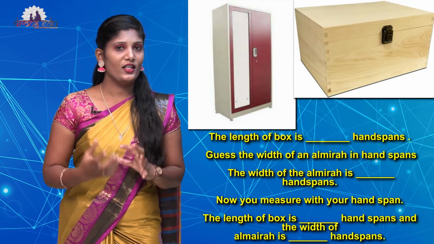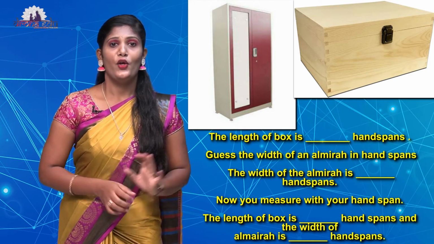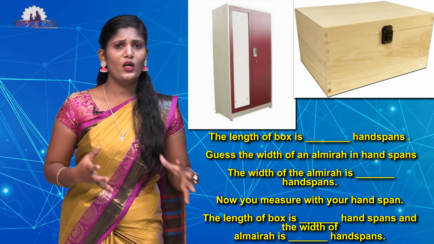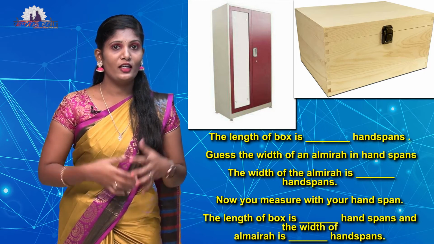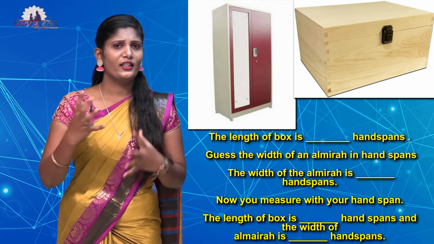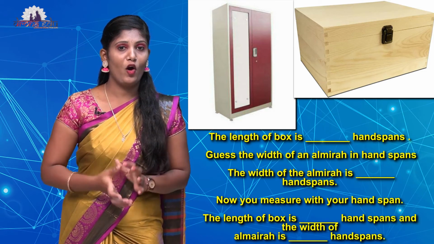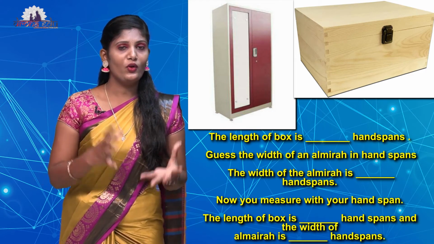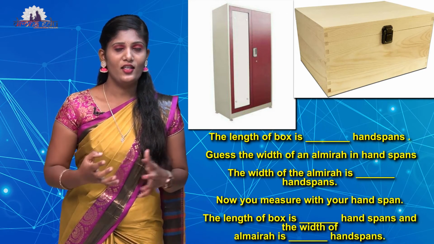So now I will show you some pictures. Look at the pictures. We can see two things here, right? So one is a box and one is an almirah, right? So guess the length of the box in hand span, right children? So here we can't measure it, right? Because this is a picture. We can measure when the box is in front of us. So here we have to guess the measurement, right children? So now tell me, what will be the length of the box in hand span? It might be 3 hand span, right children? Yes, so you have to guess the length of this box and you have to record it, right? So the answer is 3 hand span.